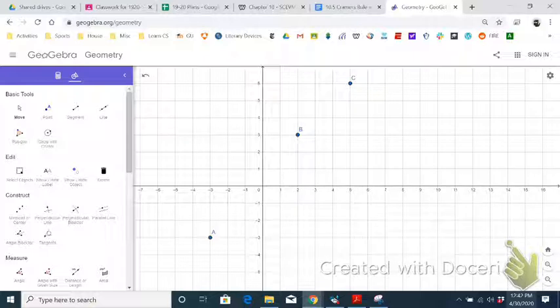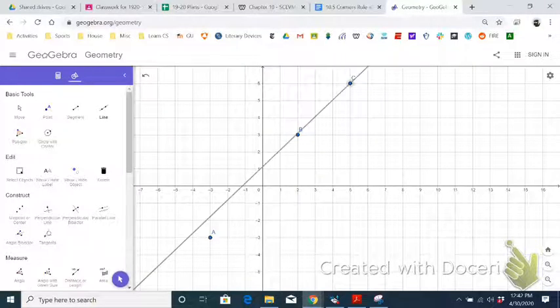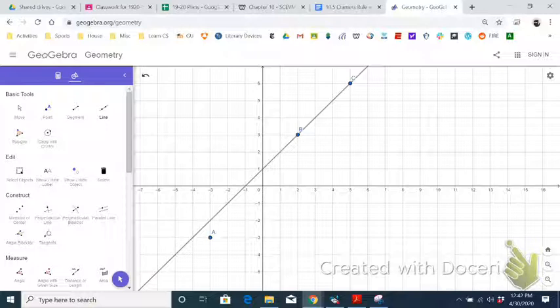If you look at these 3 points, at first glance they do look like they're collinear. One way to determine that would be, on GeoGebra, you could just draw a line through two of them, and we see, okay, they're not collinear, they're not on the same line. Now, how could we figure this out using matrices?